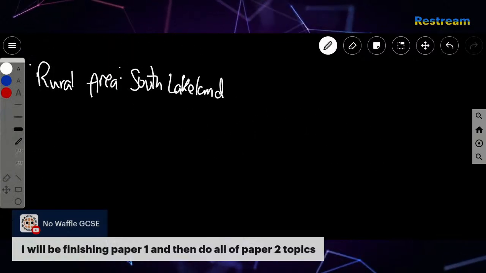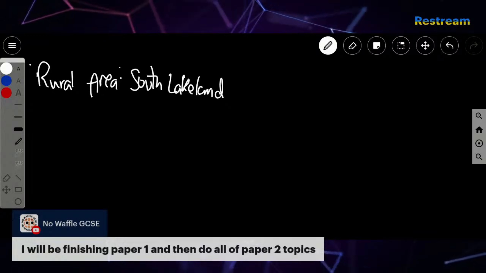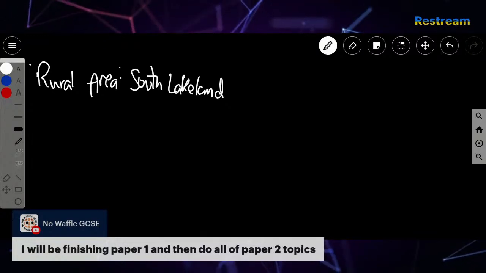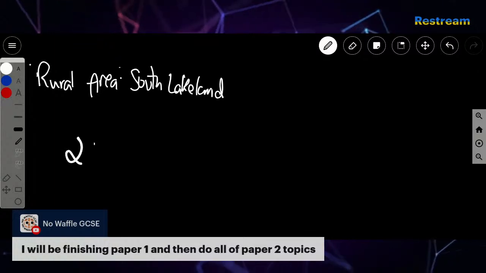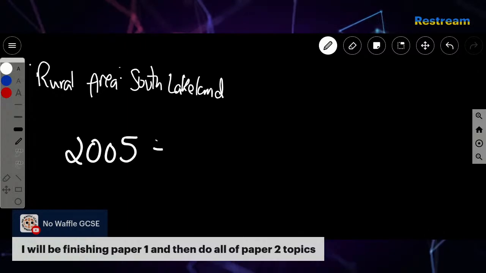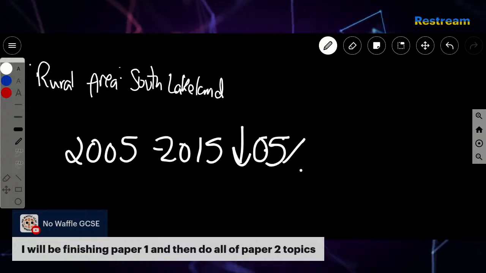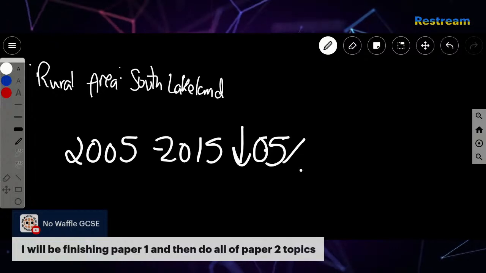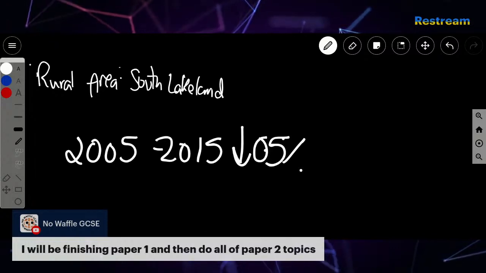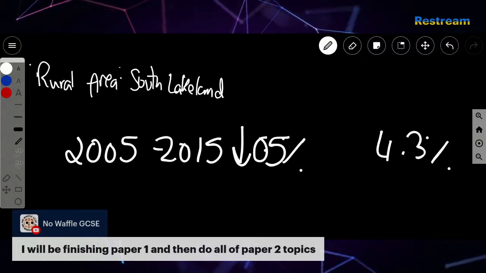So in this rural area, it's found in northwest England, and it includes the Lake District National Park. And what happens is that the population between 2005 to 2015 actually decreased by 0.5%, which is a massive amount. This is just an average because some places even saw a drop of 4.3%.